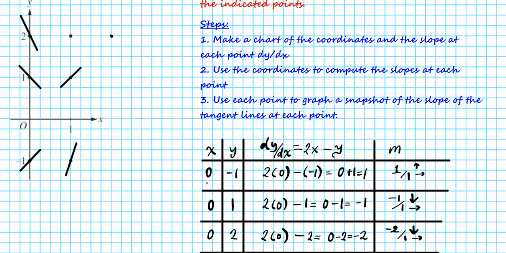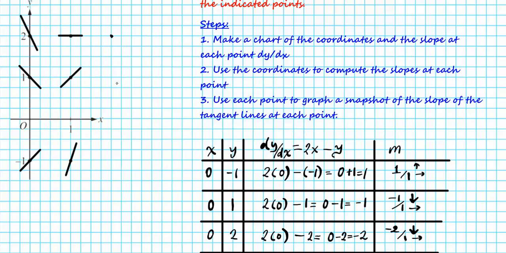And then the last one, slope of 0. What do you know about the slope of a tangent line when it's 0? It's a horizontal tangent line. That one's easy. You run with no rise, okay? So there goes a slope field for this problem.